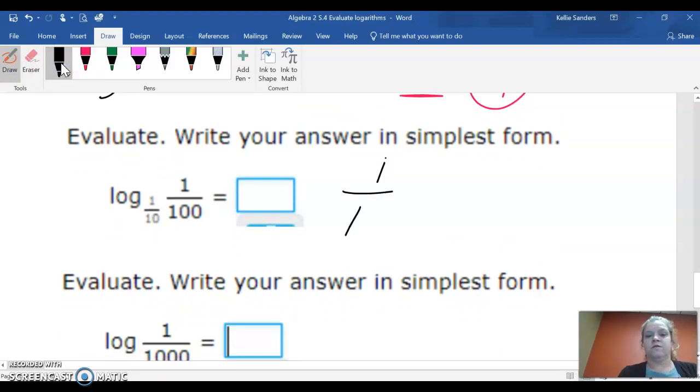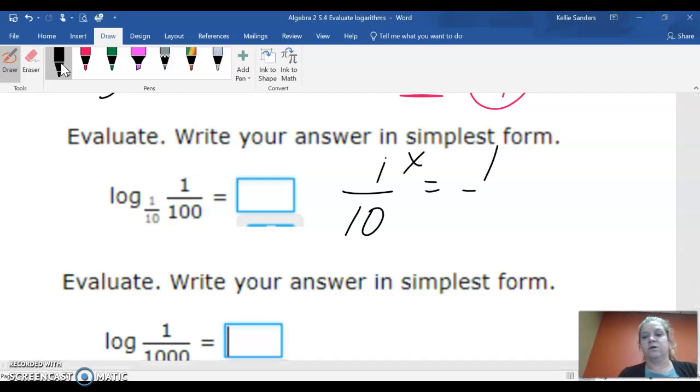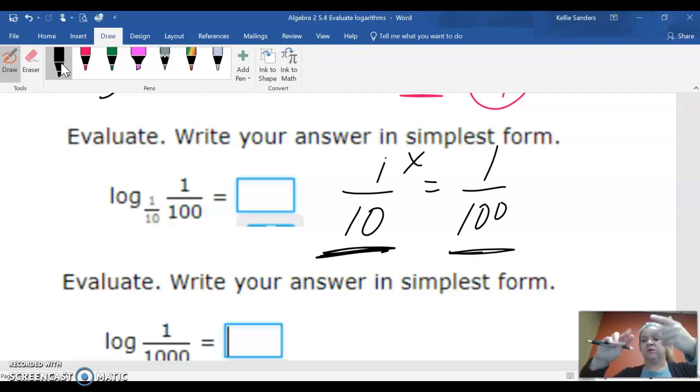So 1 over 10 to the what gives us 1 over 100? So in this case, our base is a fraction, and our answer is a fraction. So nothing was flipped. So our answer, our exponent, is not going to be negative because nothing went wonky on it. Basically, it's like 10 to the what gives you 100, and your answer is 2.